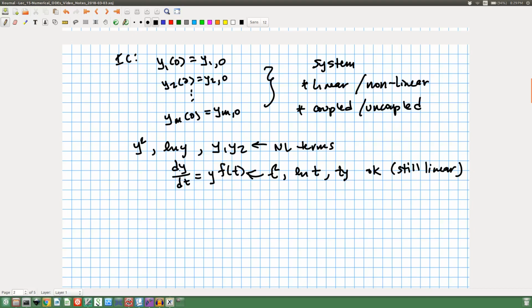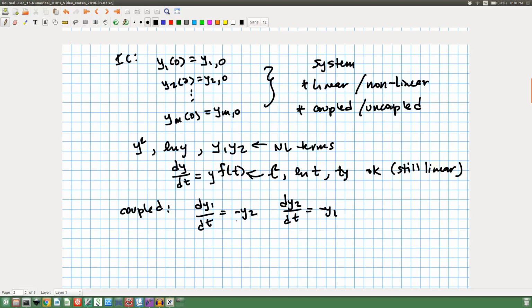it's linear. And then coupled just means that you have something where equations depend on each other. An example of that would be dy1/dt equal to minus y2, and dy2/dt equal to minus y1. They depend on each other. You can't solve them independent of each other. So that's linear and nonlinear and coupled, to remind ourselves of that.